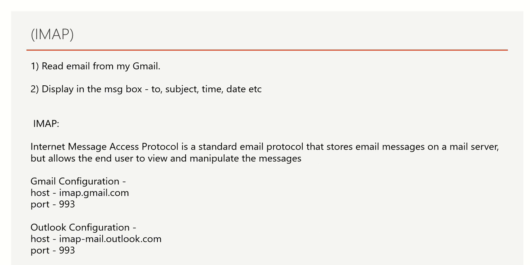You need to change it to 993. Outlook configuration is host imap.mail.outlook.com and port will be like this, because these are the two things which we need to do. The rest of the things we don't have to do. So IMAP is now the standard process where everyone is using IMAP only. POP3 is the oldest method where we used to fetch any client emails in regards to that.